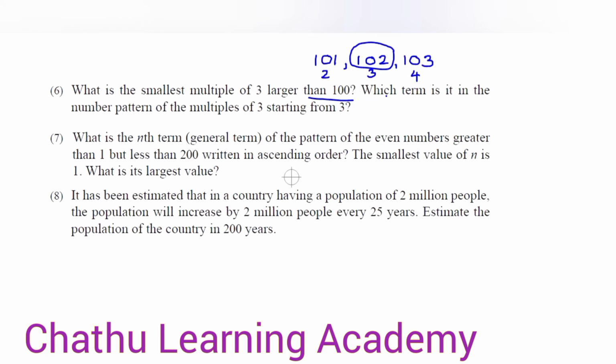And they ask which term it is in the number pattern of the multiples of 3 starting from 3. Now we can write the number pattern like this. 3, this is the first term; second term, 3 into 2, 6; third term, 3 into 3, 9, like that. Here the last term is 102.